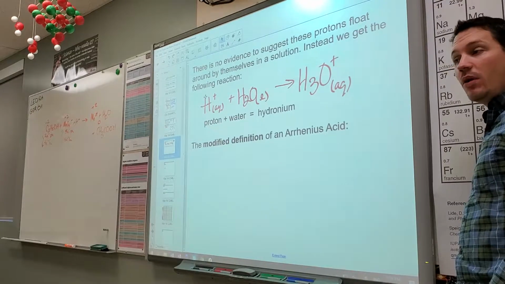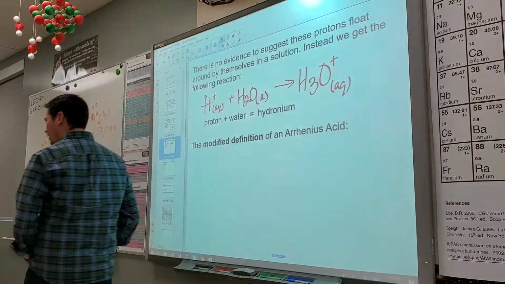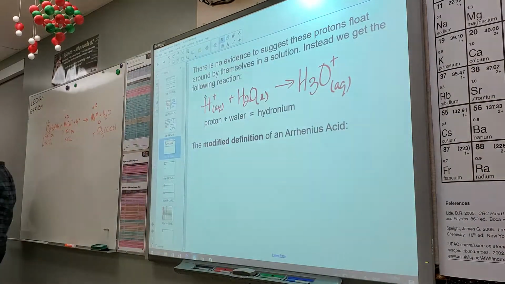Hydronium is a brand new ion that you've never seen before, but you have actually seen it before. You've totally seen it before. Have you ever seen hydronium before? No. Yeah. You've seen it on your table of acids and bases. Look for hydronium on your table of acids and bases.